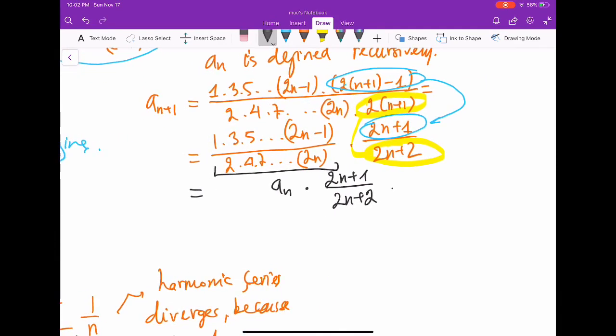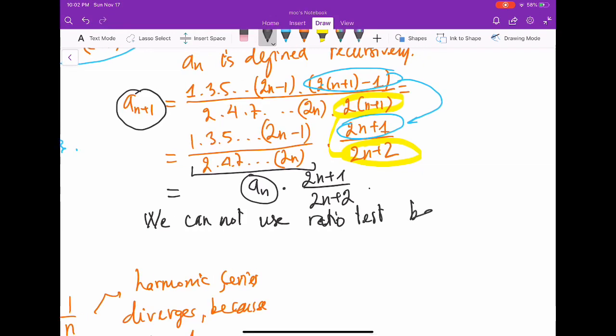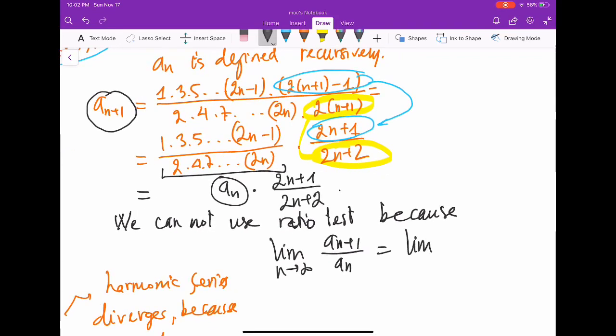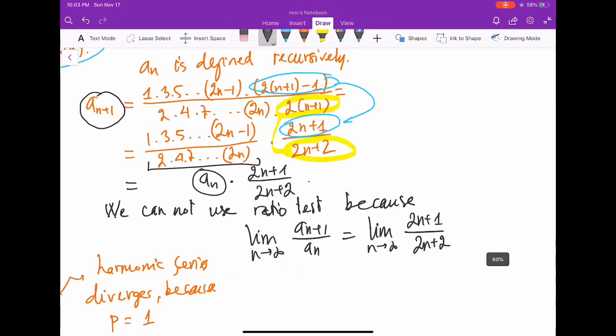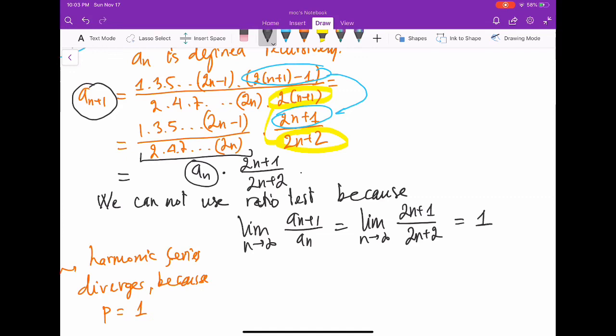Unfortunately, we cannot use the ratio test in this situation. Why? Because the ratio of a_{n+1} over a_n has limit equal to 1. The limit of a_{n+1} over a_n when n approaches infinity is equal to the limit of (2n plus 1) over (2n plus 2) when n approaches infinity, and this limit is obviously equal to 1. You see? So, when the ratio has limit equal to 1, we cannot make any decision.